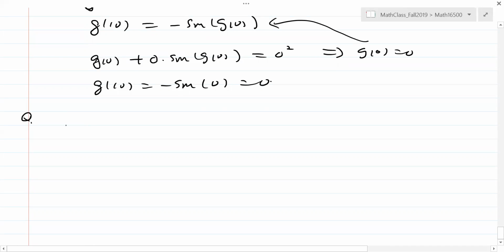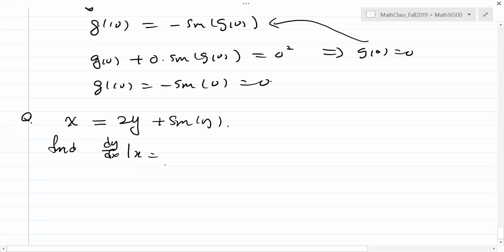All right, so here's the question. We have x equals 2y plus sine y. Find the derivative of y with respect to x when x equals 0, y equals 0. Now, first of all, I want to tell you, the solution exists. You can solve for y in terms of x.